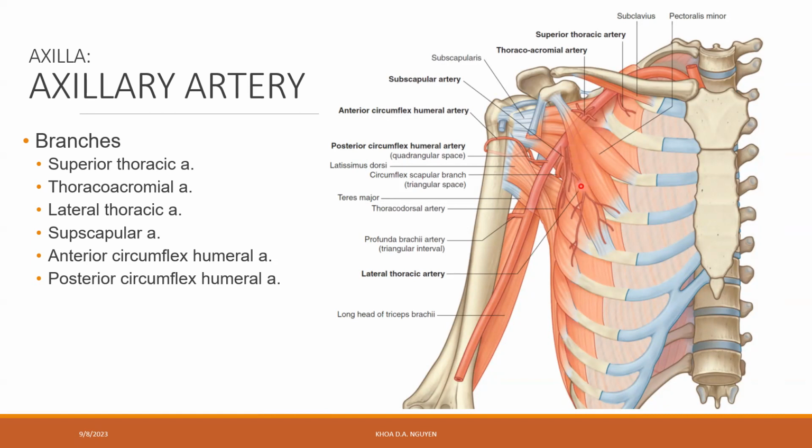Number 4 is going to be the subscapular artery, which will eventually give rise to the circumflex scapular artery, as we have talked about before when we talked about the triangular space. Then we'll also have the anterior and the posterior circumflex humeral arteries, which are also side branches of the axillary artery. The terminal branch of the axillary artery, when you go down here, is going to be the brachial artery, which is the continuation of the axillary artery as it passes through the inferior border of the axilla and into the arm.